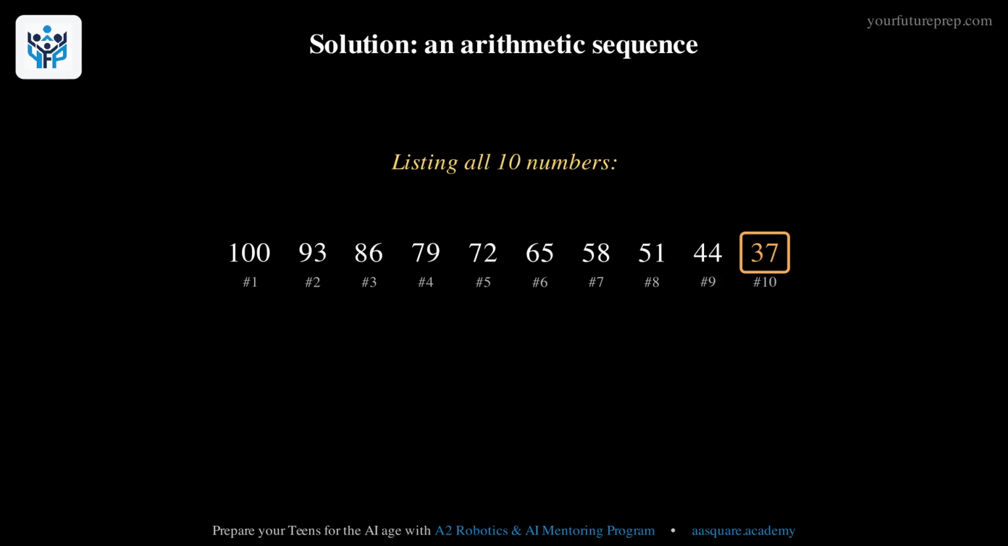We can also just list the sequence out. 100, 93, 86, 79, 72, 65, 58, 51, 44, and the 10th number is 37. So Lucius's 10th number is 37.